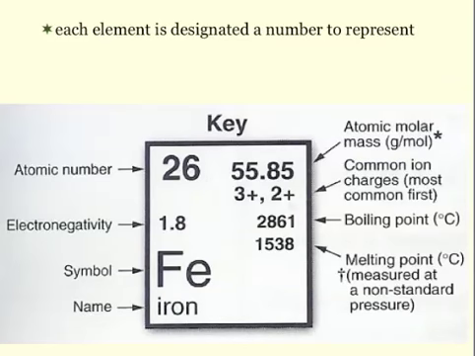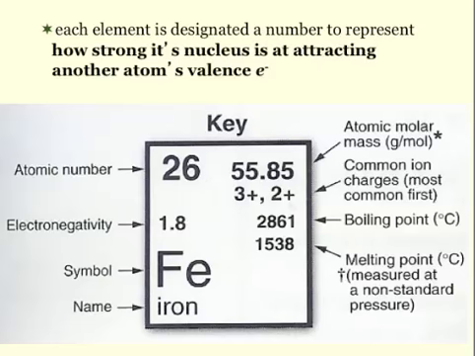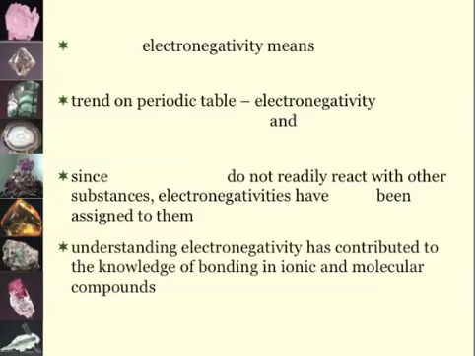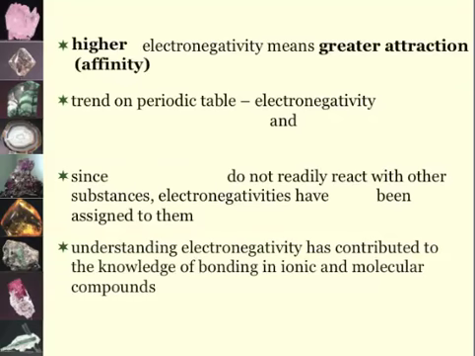So each element is designated a number to represent how strong its nucleus is at attracting another atom's valence electrons. And where we see this is right above our elemental symbol. Now, a higher electronegativity means a greater attraction or affinity. That means the higher the electronegativity, the more it's going to attract these negative electrons towards it.